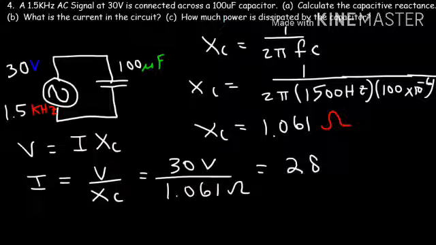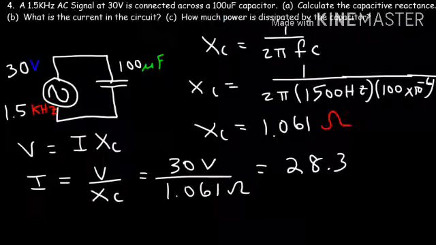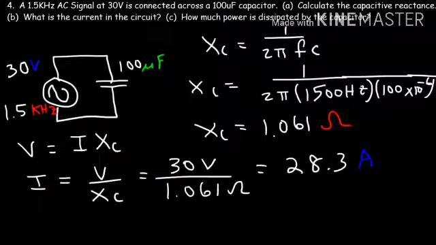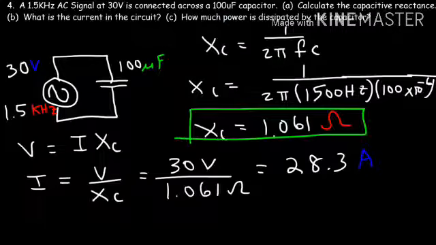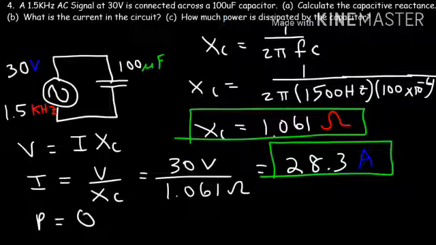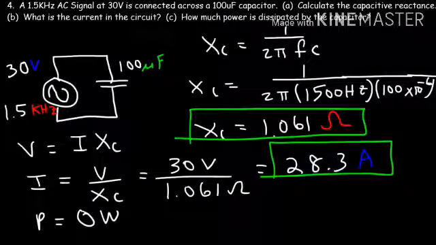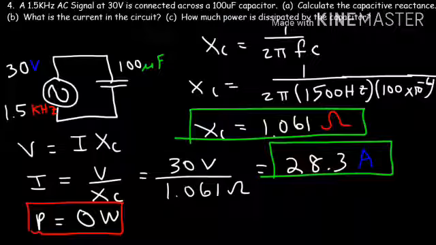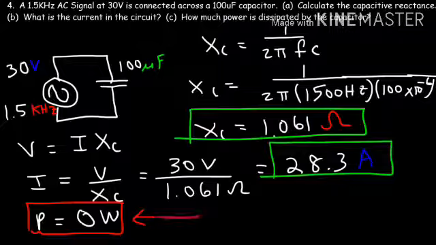So this yields a current of 28.3 amps. So that's the answer to part B. Now part C, how much power is dissipated by the capacitor? Like the inductor, the capacitor doesn't dissipate anything, so it's 0 watts. It stores energy in its electric field and then temporarily releases it back. So this is the answer to part C.